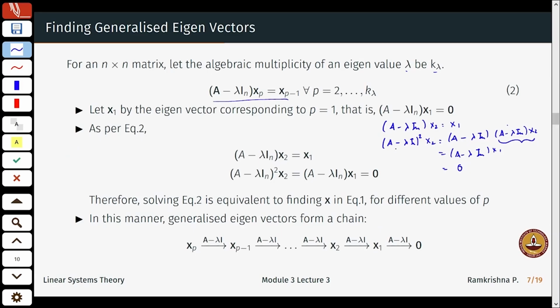So, this is how I compute the generalized eigenvectors. Then similarly you can do it for the cube and so on. You can just visualize them as a chain. So, what I have is (A minus lambda I) times x1 is 0, and similarly (A minus lambda I) times x2 will give me x1, (A minus lambda I) times x3 will give me x2, and so on. And this will give me k lambda different eigenvectors.